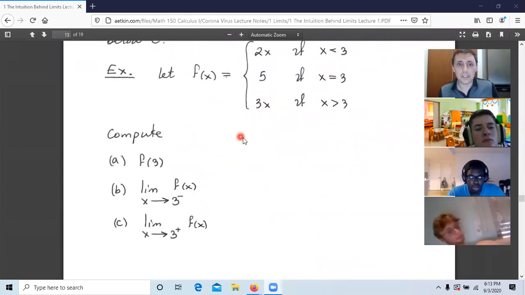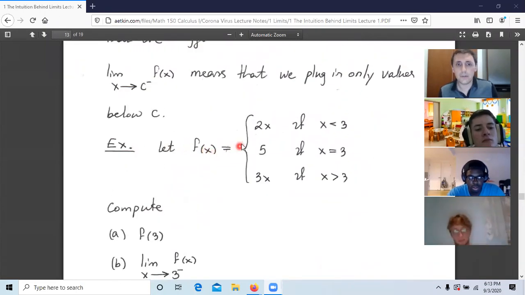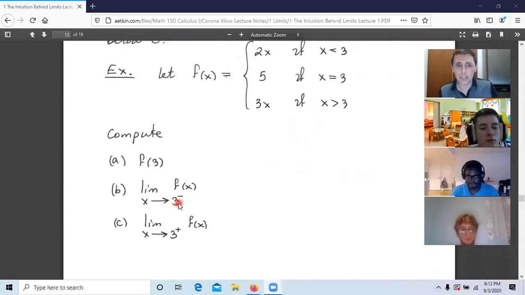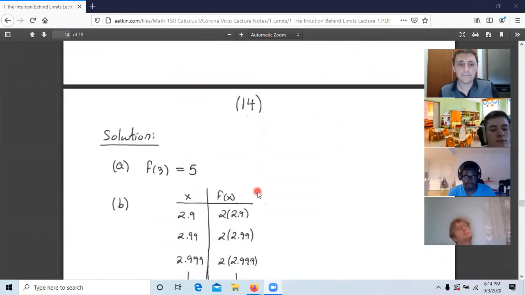And I think we did this exercise, correct, guys? f of x equal to this, it's a piecewise function. I think we did it. Yeah, if I remember correctly. Plug in 3, plug in 3 minus, plug in 3 plus. I believe we covered that.